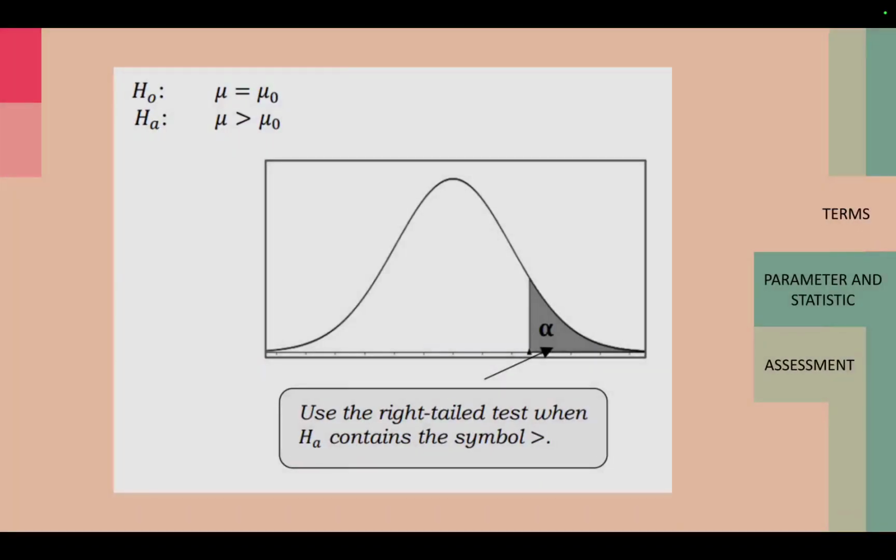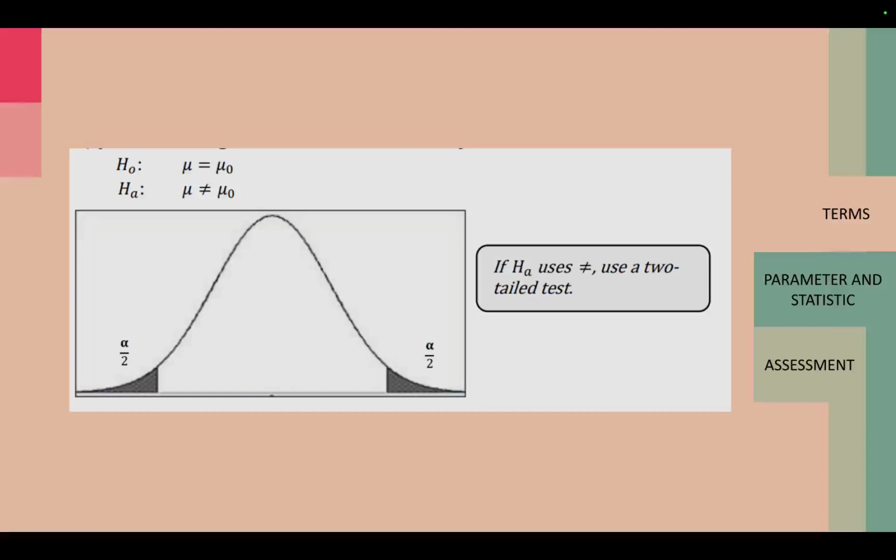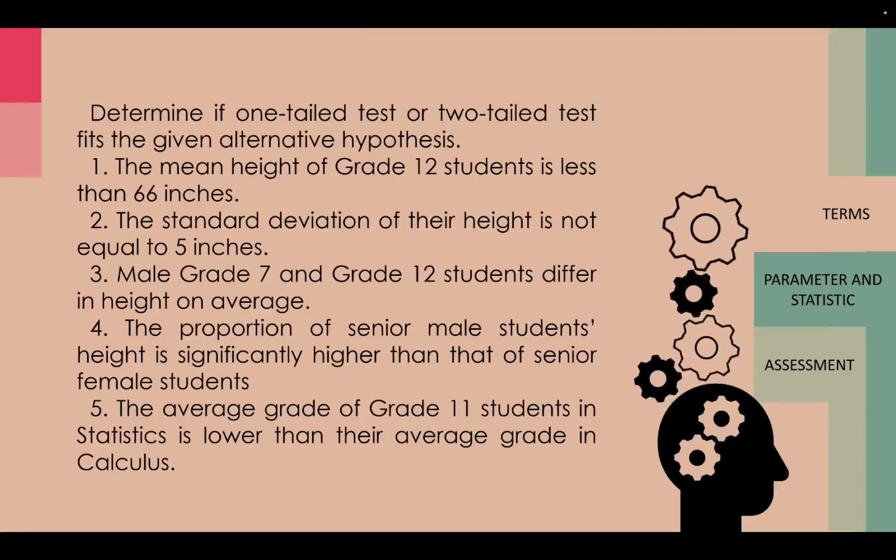If you say in HA or in your claim that the mean is really greater than the previous mean, the population mean, then you are now on a right-tailed test. This alpha, the shaded region, is again the rejection region for HO. And when it's not equal to, you have to divide your alpha into 2, so it will be distributed on both the left and right. So that's how we do the significance level. If we know that we're going to use less than or greater than in HA, that's a one-tailed test. If we use not equal to, that's a two-tailed test.